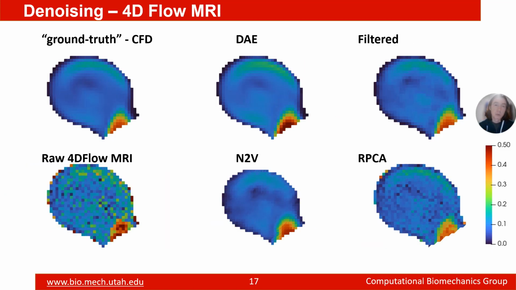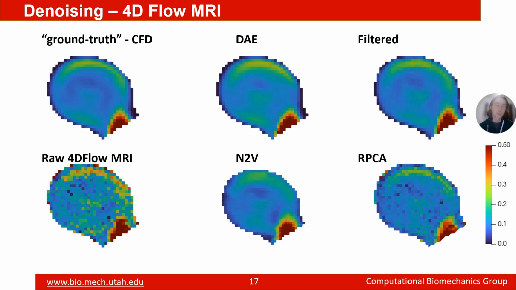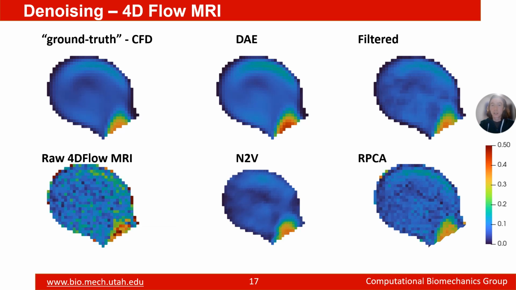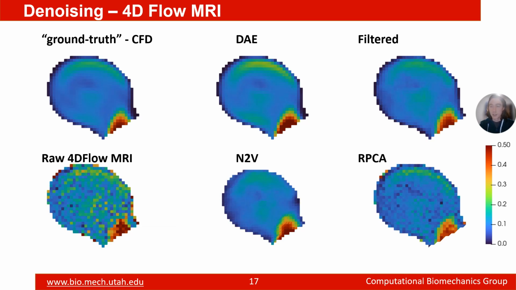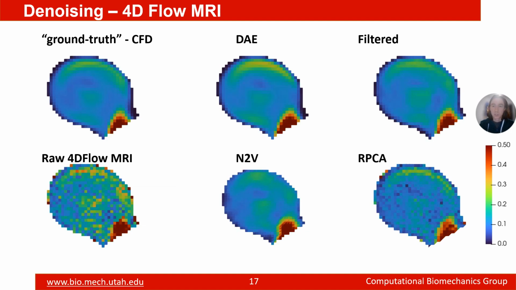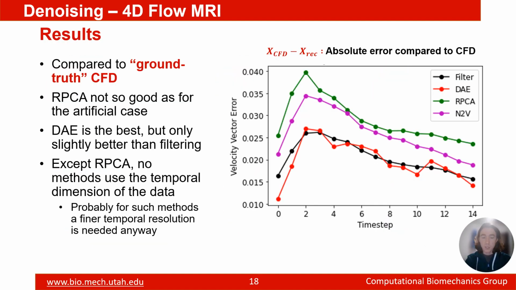So left is the ground truth CFD and the raw 4D flow MRI. There's the denoising autoencoder, filtering, noise to void, and robust PCA. What is immediately clear is that robust PCA doesn't produce a smooth result. To compare the results quantitatively, we can compare it to the ground truth CFD. Here we see the absolute error compared to CFD as a function of the time.